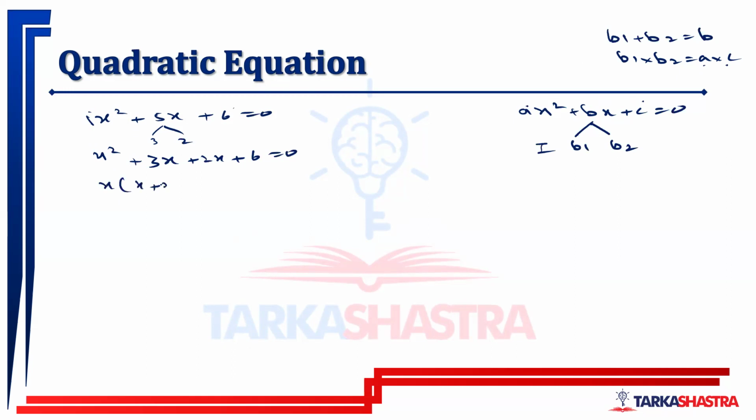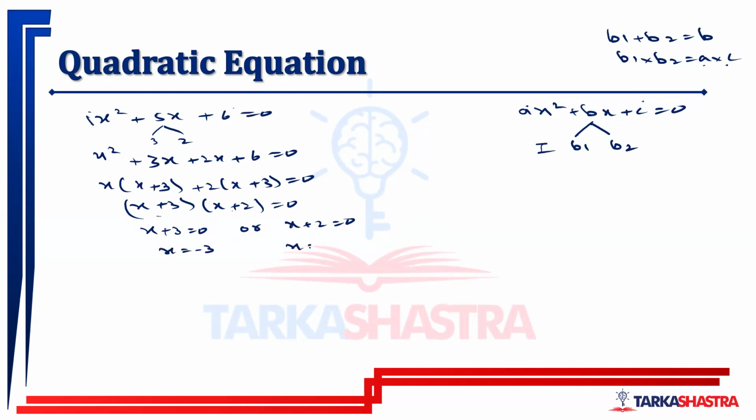x common, x plus 3; 2 common, x plus 3, equal to 0. Now x plus 3 common, x plus 2 equal to 0. Now x plus 3 equal to 0 or x plus 2 equal to 0. Out of these two brackets, any one bracket should be 0. Only then will the whole expression be equal to 0. So x is equal to minus 3 and x is equal to minus 2 are the two solutions. Okay, this is the method which we used in our childhood.